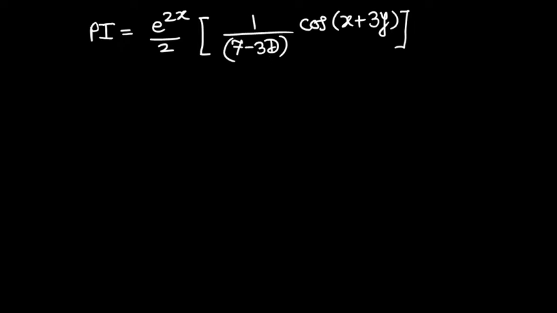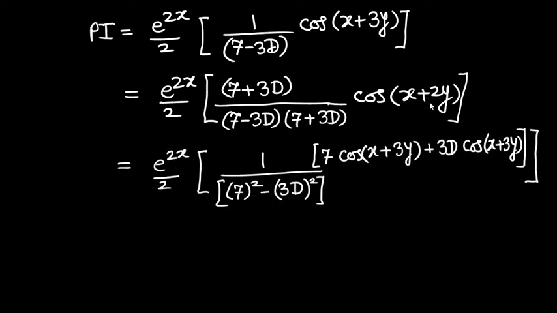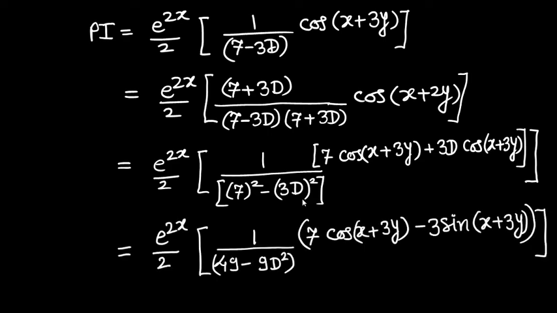Therefore we multiply and divide by 7 plus 3D. Now in the denominator, apply the formula (a minus b)(a plus b), that means a square minus b square, and in the numerator, separate the term 7 into this value cos of (x plus 3y) and 3D into this value. Now here in the denominator, 7 square minus 3D square term.